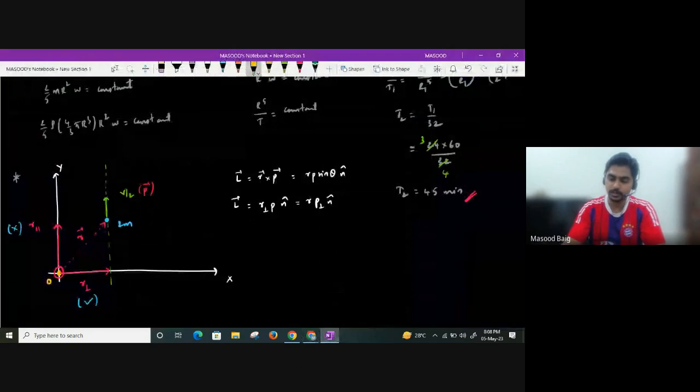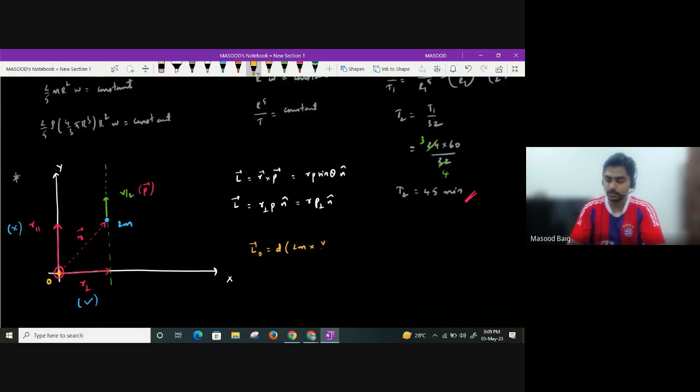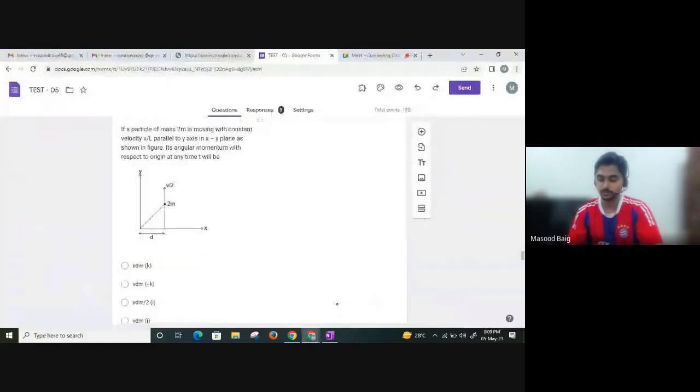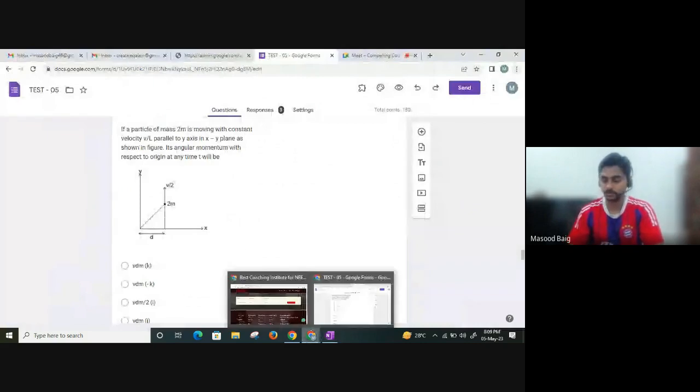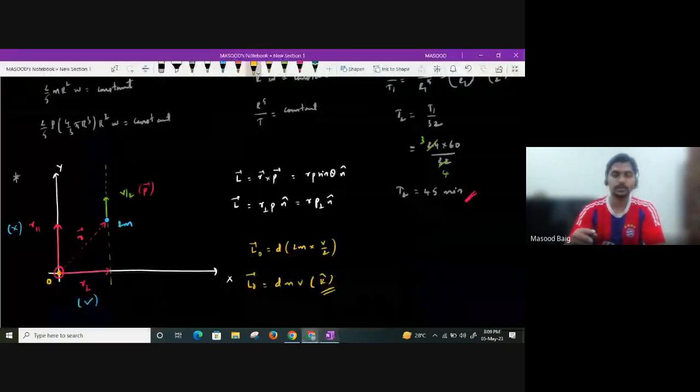So the angular momentum about the origin will be: what is r perpendicular here? d, into what is momentum? Mass is given as 2m, velocity is v by 2. In which direction? r bar is like this. In the direction of r bar, place your right hand, curl the fingers towards p bar, so the direction of the thumb will be outwards. So I get it as d m v, and outward direction means k cap. Clear? This is how you calculate the angular momentum. So m v d k cap should be the answer for this situation. Clear? Very important case again.